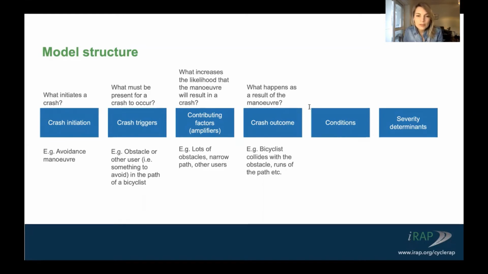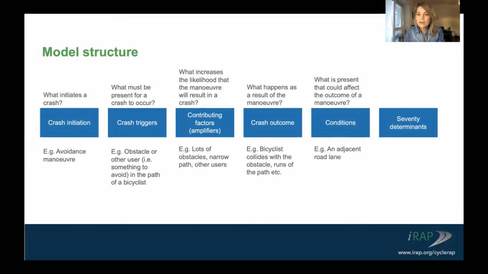And then we look at what can possibly happen as a result of that crash, the crash outcome. So continuing with the avoidance maneuver example, imagine that the cyclist cannot avoid and collides with the obstacles, or they can run off the path. And then we look at the attributes that could affect the type of outcomes. So the conditions: if somebody runs off the track and there is an adjacent lane, the cyclist could be hit by a vehicle, but instead of an adjacent lane, it could also be a canal or a sidewalk. So the conflict will be a little bit different.